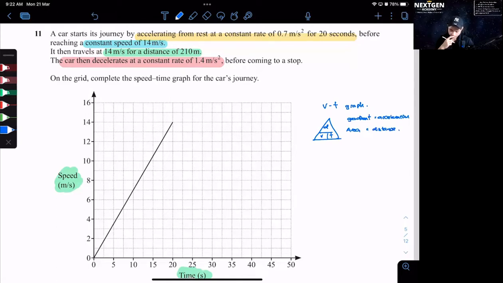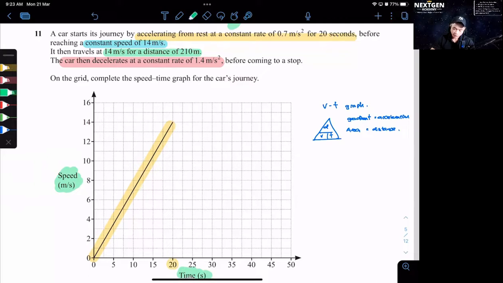Okay, let's read back the sentence. The first part is already done for us. Can you see what I highlighted in yellow? This is the first yellow part. Accelerate from rest at 0.7 meter per second square for 20 seconds. You can see it stops at 20 seconds, right? With a constant rate of 0.7 meter per second square. You can go and calculate the gradient, you will get 0.7 meter per second square. We won't waste time doing that. After that, it reaches a constant speed of 14 meter per second. They didn't say anything there, but it just reaches here. So you see over here, this is 14.